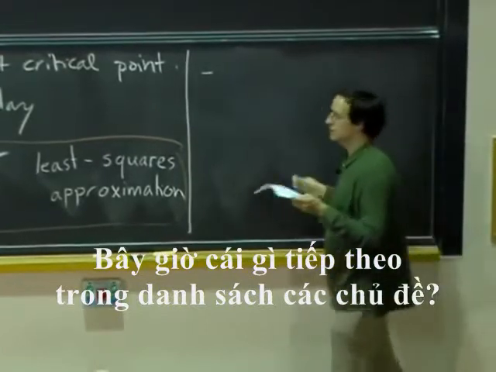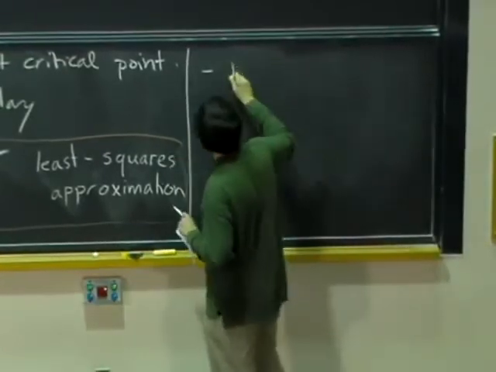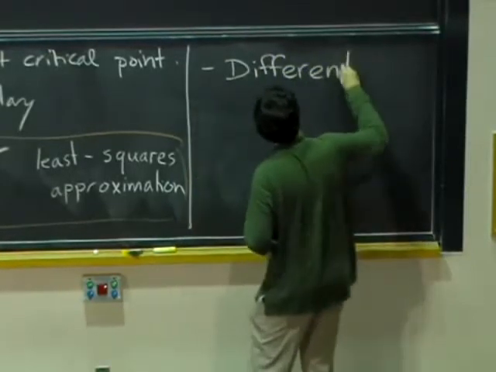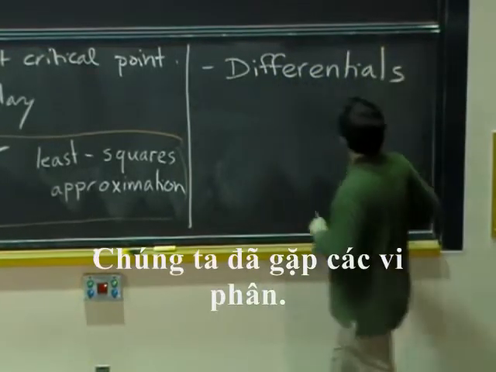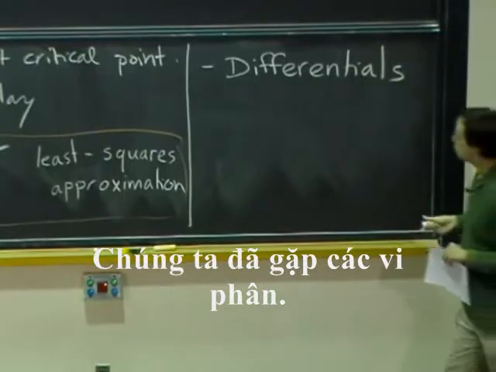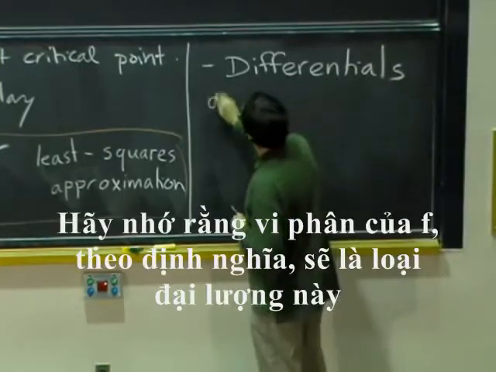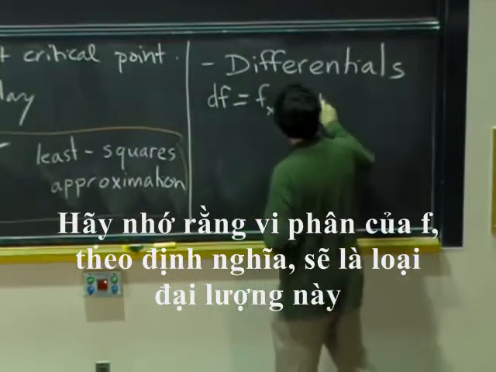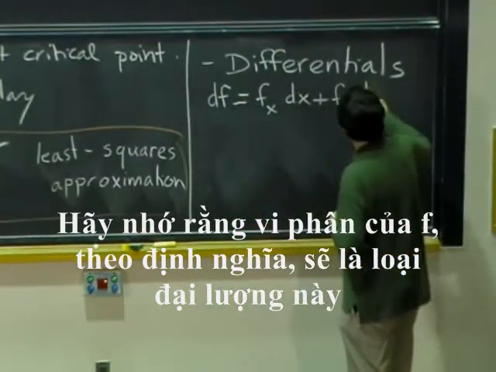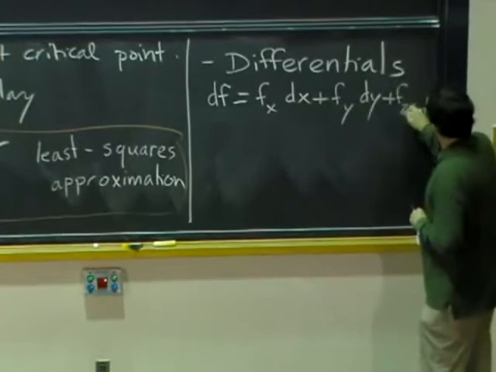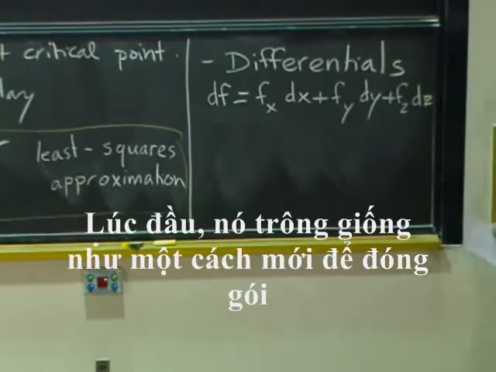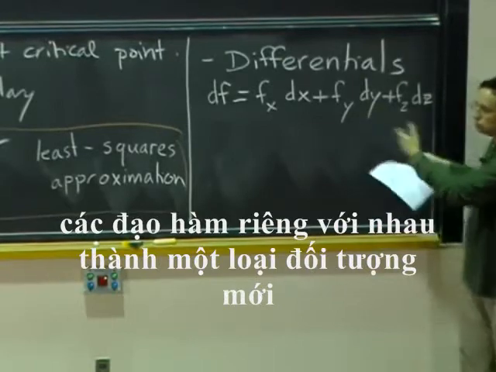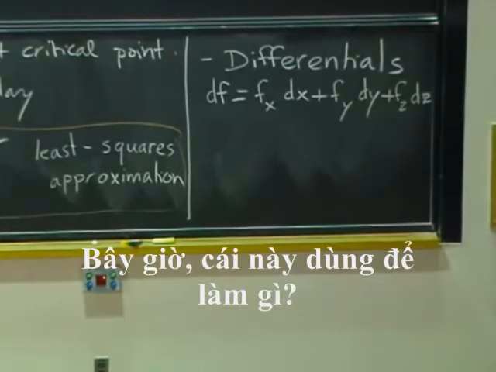Now, what's next on my list of topics? So we've seen differentials. So remember, the differential of f, by definition, would be this kind of quantity. So at first, it looks just like a new way to package partial derivatives together into some new kind of object. Now, what is this good for?